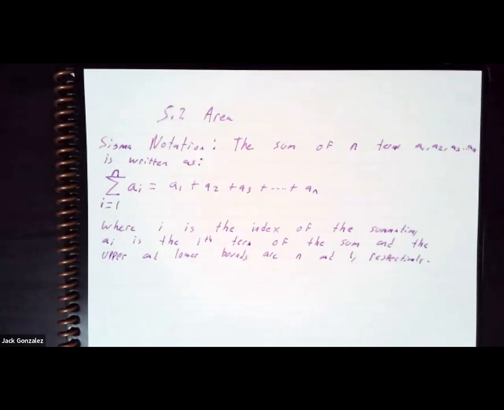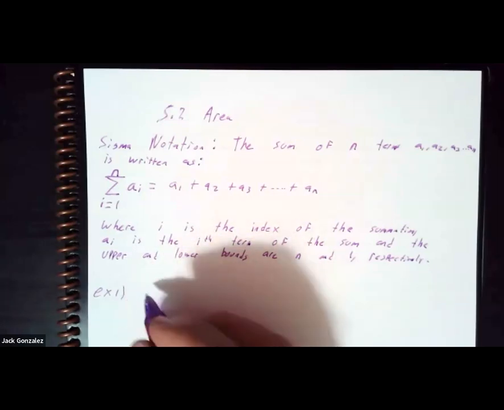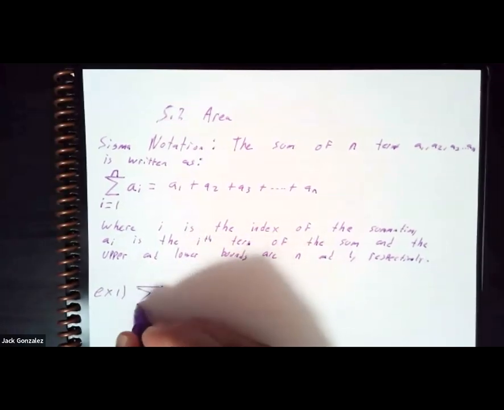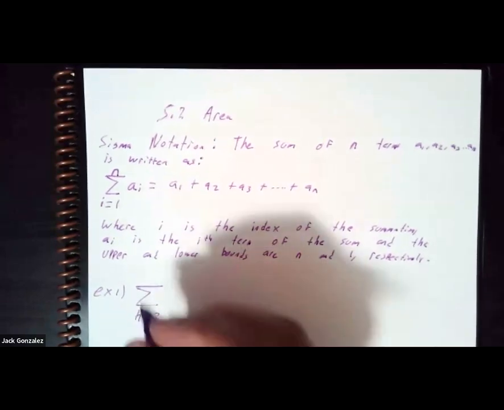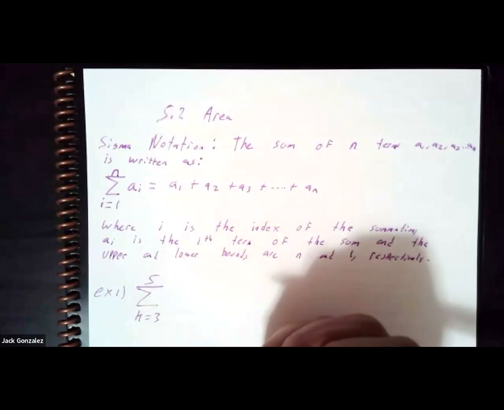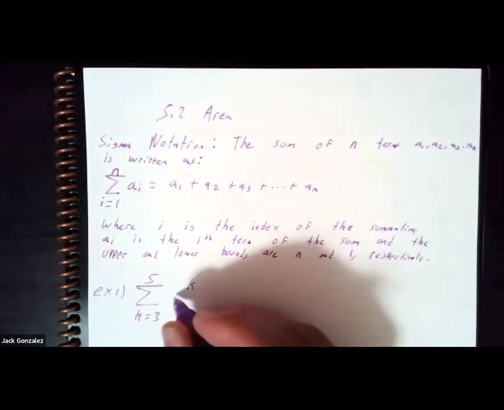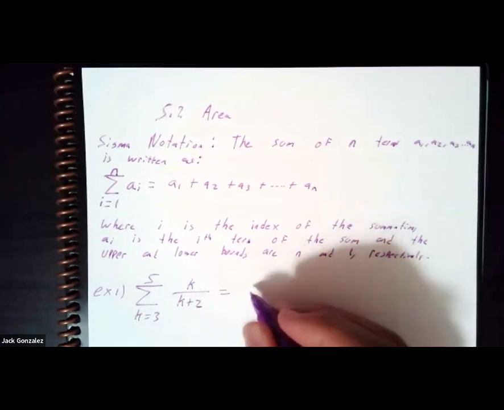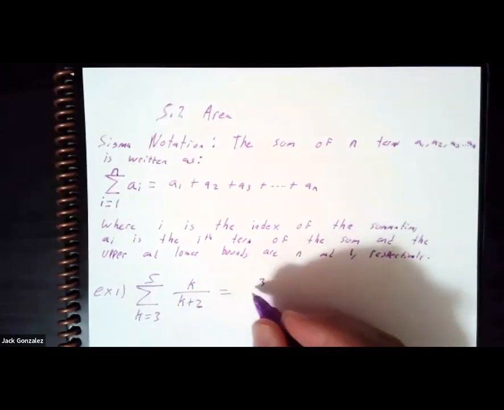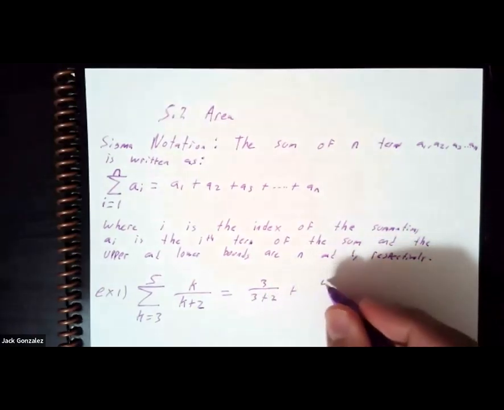Okay. So let's do an example real quick. It's not that bad. If I tell you to sum the terms starting at k equal to 3 all the way until 5, and the formula that I'm giving you is k over k plus 2, so plug in the 3, and then cycle all the way until 5. But you gotta add them all up.